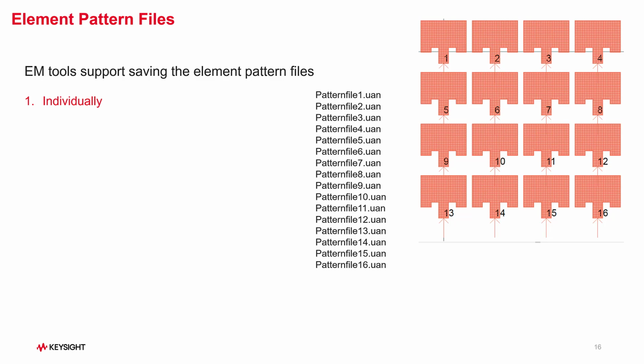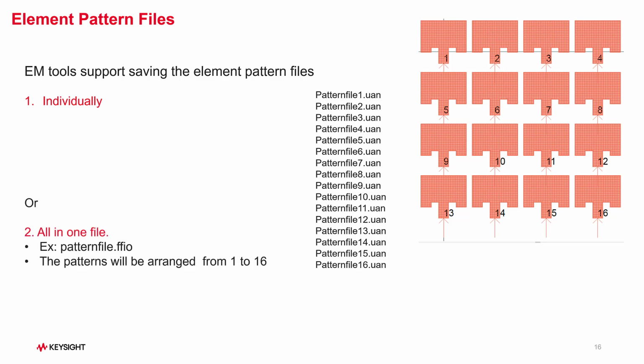EM Pro, RF Pro, and Momentum, allow us to simulate the array and capture the pattern files either individually or in one file. The file is called with an extension .ff50 in the case of EM Pro and RF Pro.